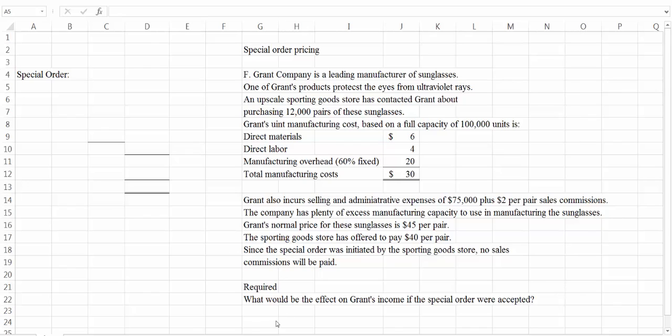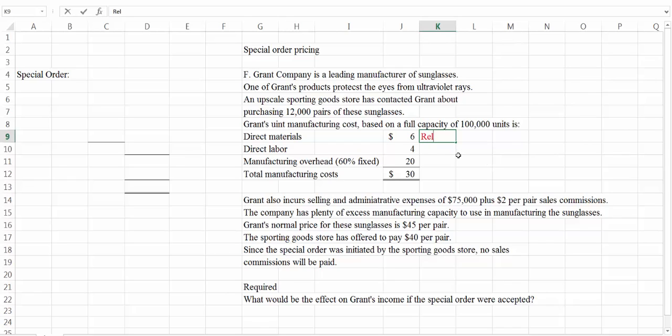Alright, and what they want us to do here is say what would be the effect on Grant's income if the special order were accepted. So remember, when we use a special order, we're looking at how much revenue is going to come in and what relevant costs we need to look at. Relevant costs are any costs that will be incurred as a result of accepting this special order. So let's start here and decide for each of these what's relevant and what's not relevant.